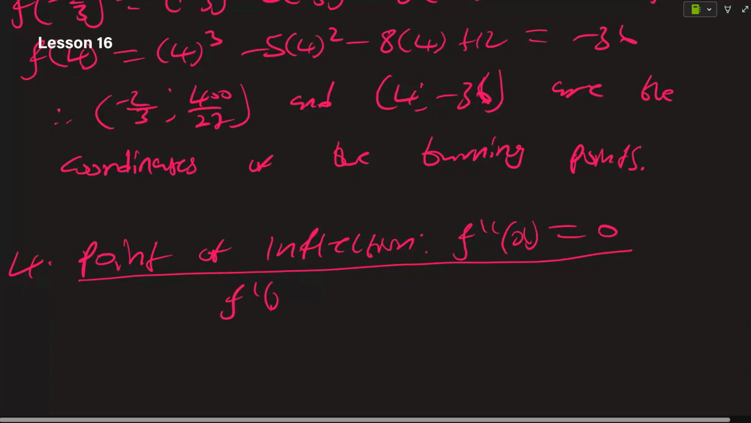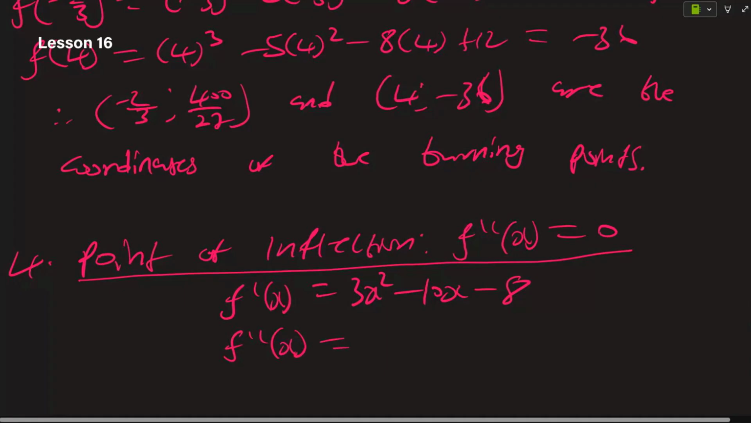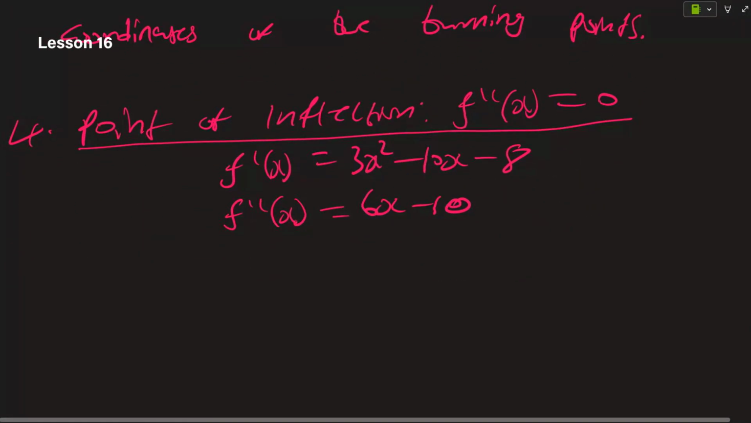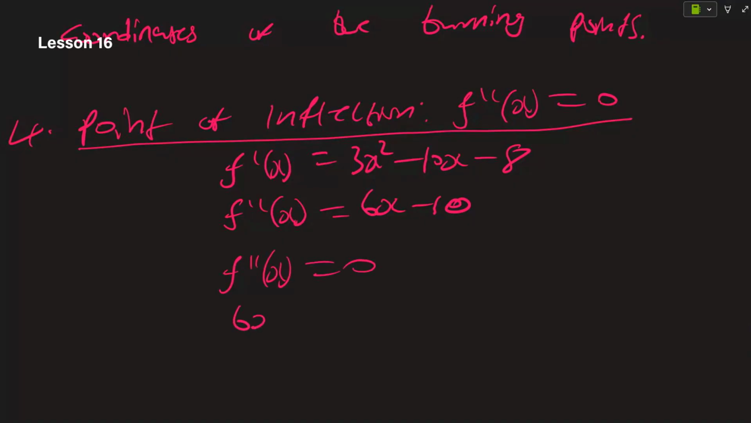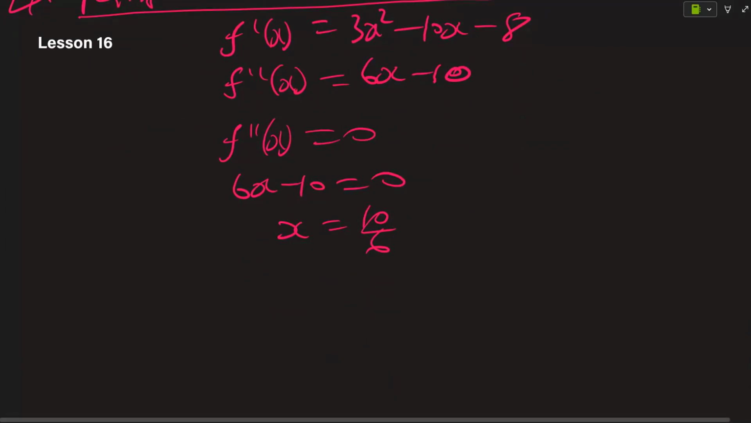So remember, our first derivative is 3x squared minus 10x minus 8. The second derivative simply means the derivative of the first derivative. So it's going to be 6x minus 10. But now remember, for the point of inflection, the second derivative is 0. Therefore, 6x minus 10 is 0, and then x is 10 over 6, and then x is 5 over 3.